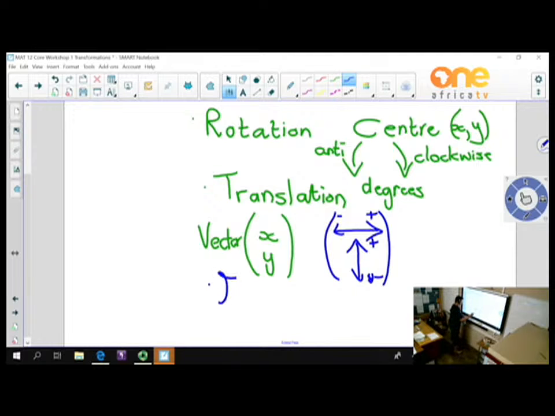So this is the x movement, and this is the y movement, the column vector. And the last one is then an enlargement. When we do an enlargement, we use a center and a scale factor. So how many times have you enlarged it?